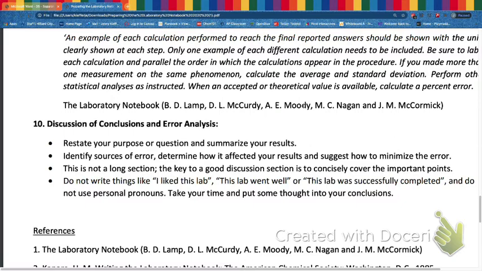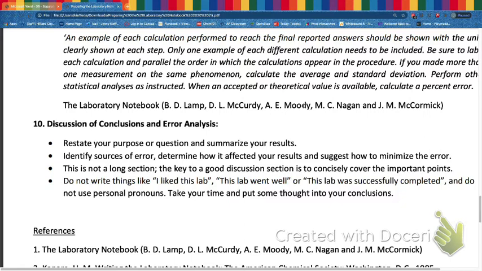So I'm just going to finish talking about how you want to wrap up the lab. After you have your data tables filled out and you have your sample calculation, then you're going to write your conclusion. And so you're going to restate the purpose of the lab and summarize your results. So what did you find? One of our findings was that the 2% sodium chloride solution did a better job of clearly distinguishing the 3 dyes than the isopropanol. So that's one conclusion.